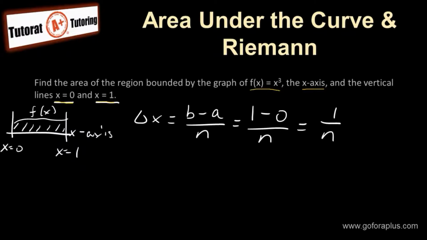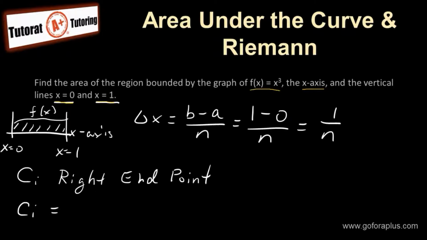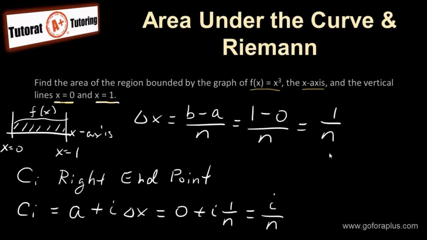Now the second thing that we need is ci, and I'm going to take the right endpoint. Now, what is the equation for right endpoint? ci equals a plus i delta x. Now a is 0, i is i, delta x is 1 over n. So the equation will become i over n. Now what we really need for this is 1 over n and i over n.